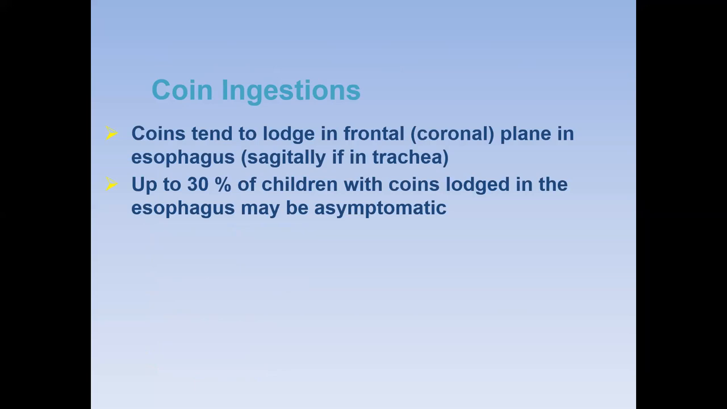But if the child is below the age of 2 years, the diameter of the esophagus is not adequate to allow the foreign body to progress. So the foreign bodies get lodged in the cervical esophagus. And coins tend to lodge in the frontal, that is coronal, plane in the esophagus if you have done an AP or PA x-ray. Up to 30% of children with coins lodged in the esophagus may be asymptomatic.